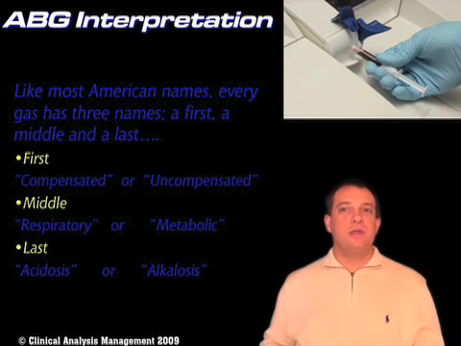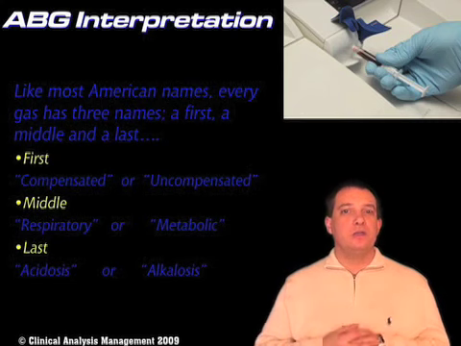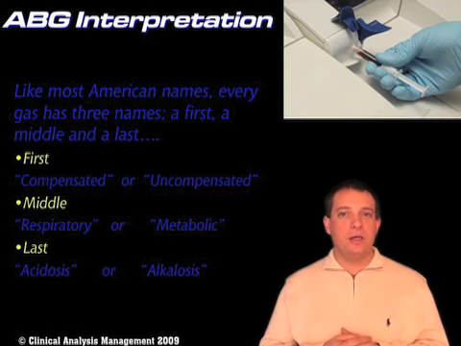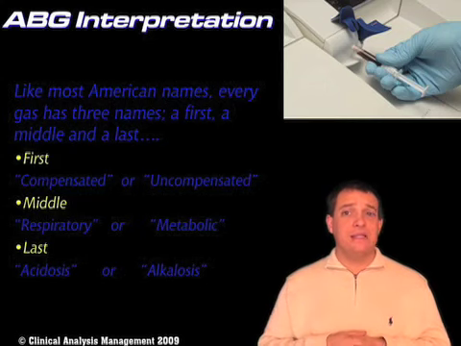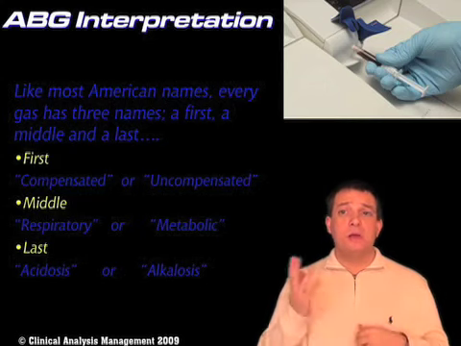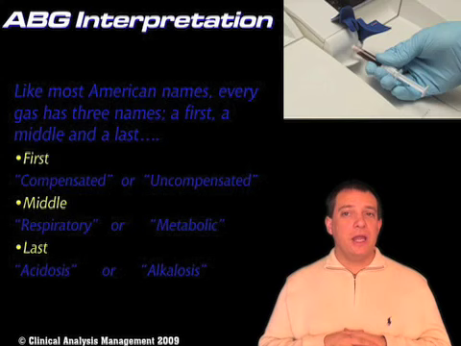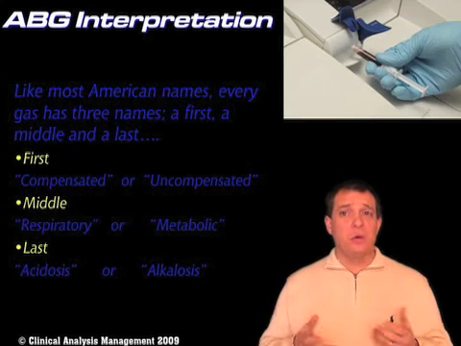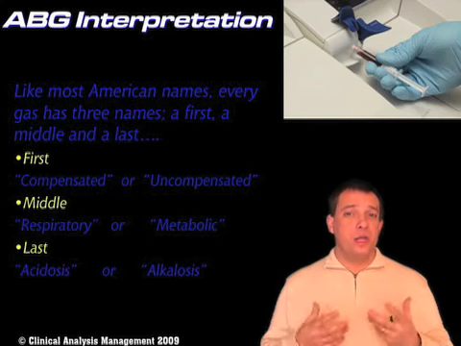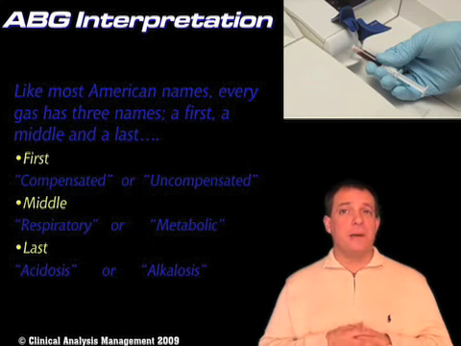Now, the good news is that for ABGs, we're very limited in our choices. Our first name is going to be compensated or uncompensated. It's that simple. Middle name is going to be respiratory or metabolic. And finally, the last name is going to be acidosis or alkalosis. Those are our two choices for each of the three names: first name, middle name, and last name. So again, first name is going to be compensated or uncompensated.